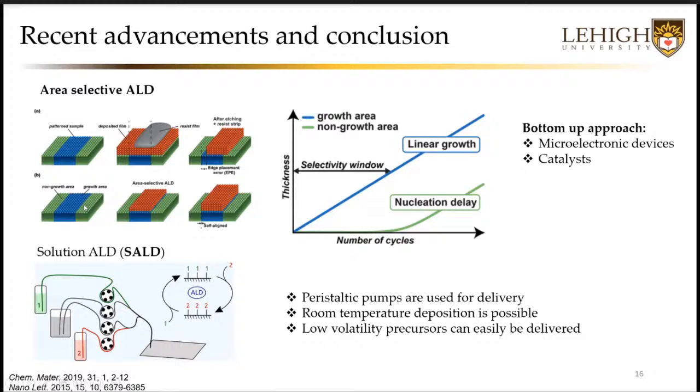As I said earlier, if the growth is linear, it is an ideal ALD process. But if, as the number of cycles increases, the process starts to go like this, non-linear growth, this is non-ideal growth and not ideal for ALD. You can clearly see that for a certain number of cycles, the growth is blocked on the green part. This is how they developed area selective ALD.